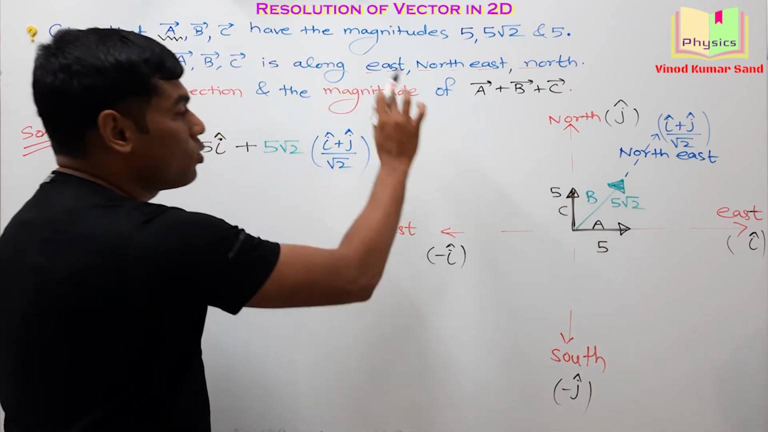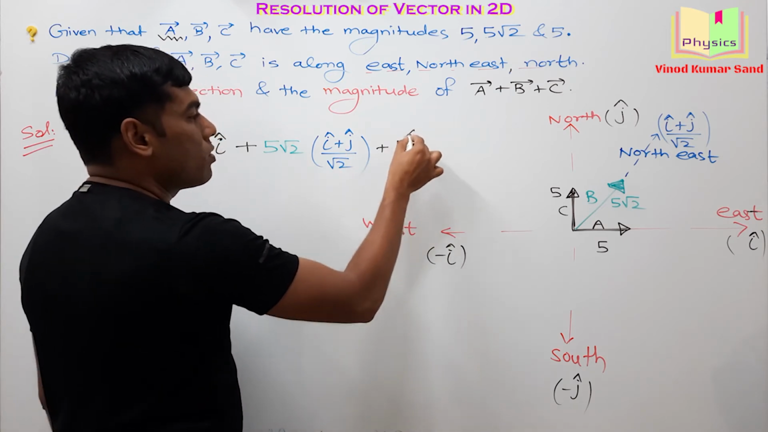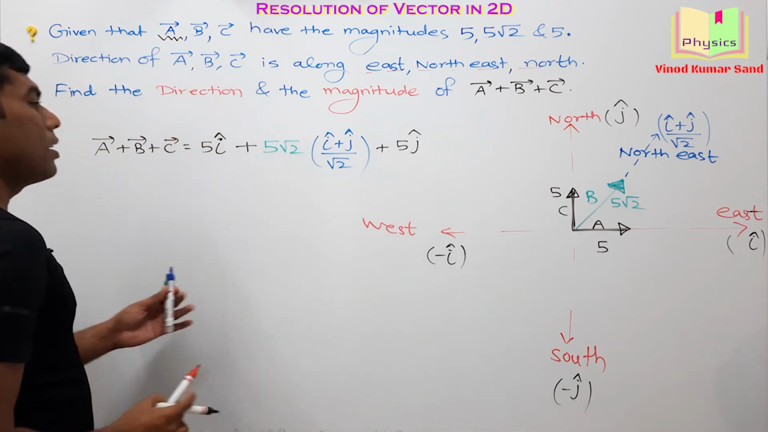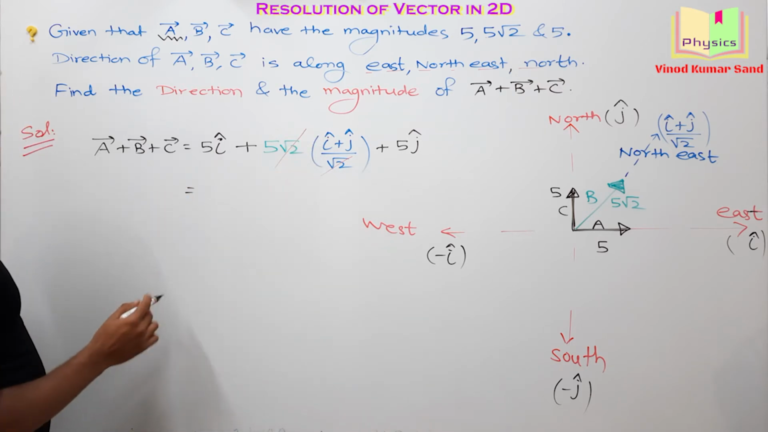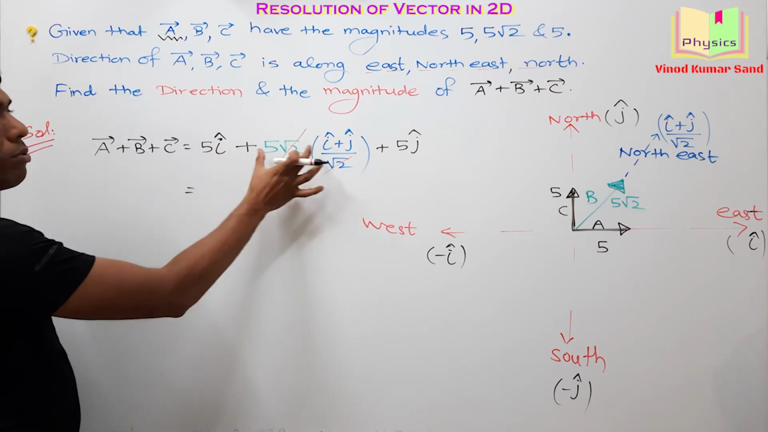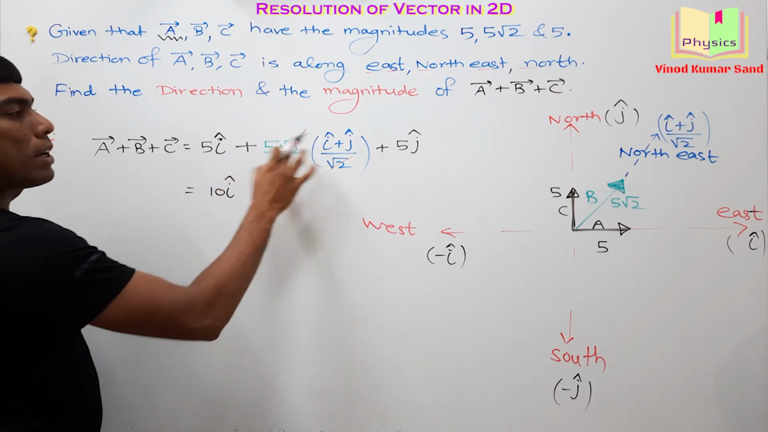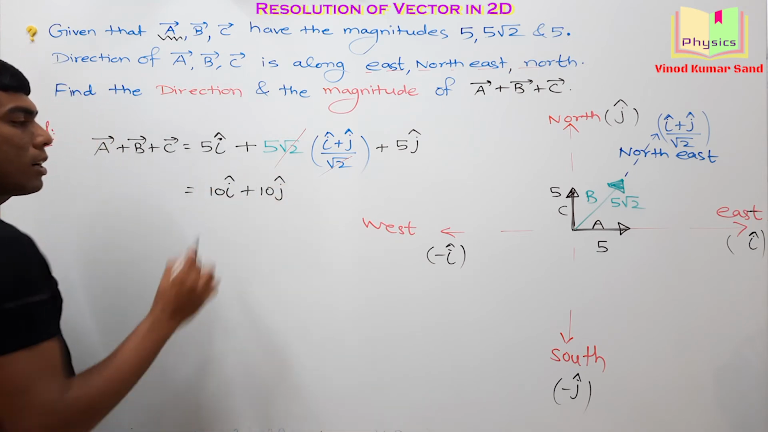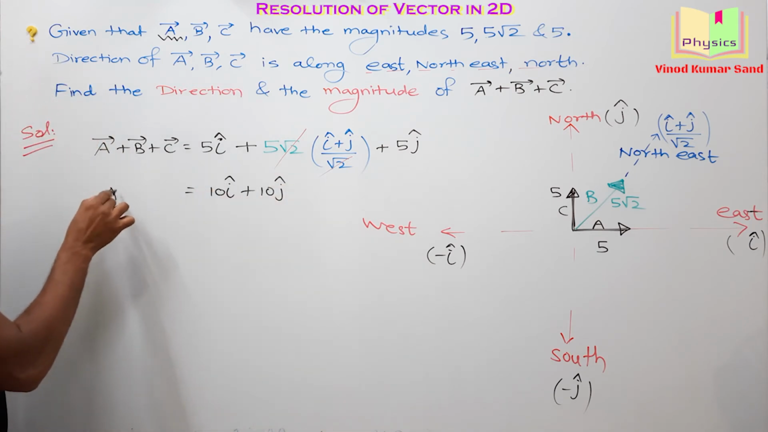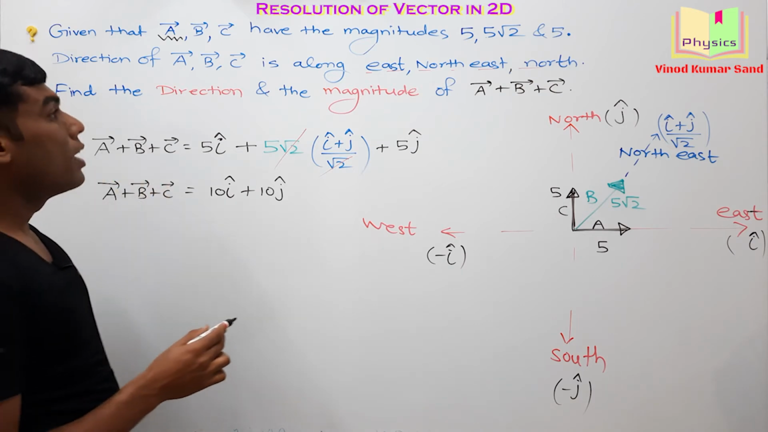Okay. So this should be written as 5 j cap. Here this root 2 and root 2 is getting cancelled out. We are writing it 5 i cap here, 5 i cap here will make it 10 i cap. 5 j cap here, 5 j cap here is 10 j cap. This is the A vector plus B vector plus C vector.